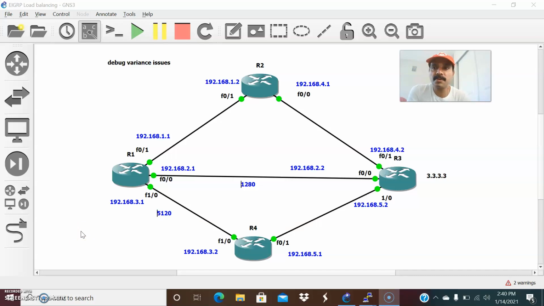And today let us discuss the load balancing issues. There are two types of load balancing: one is equal cost and the other is unequal cost load balancing. So here I am going to show unequal cost load balancing.